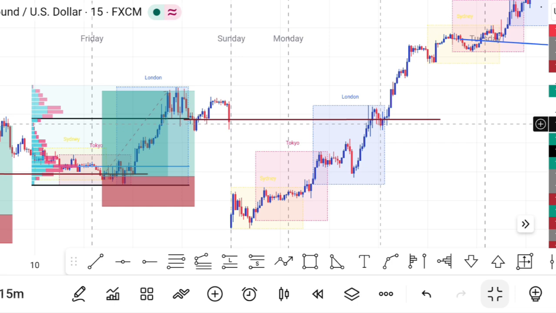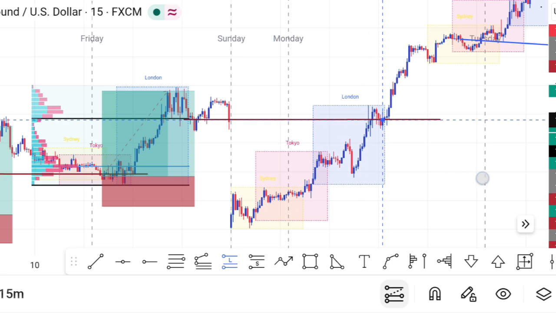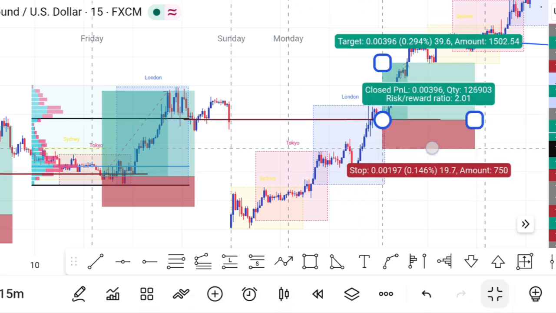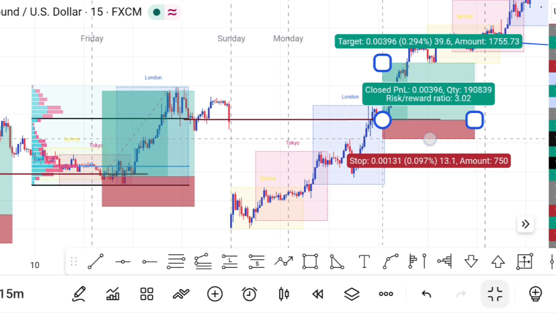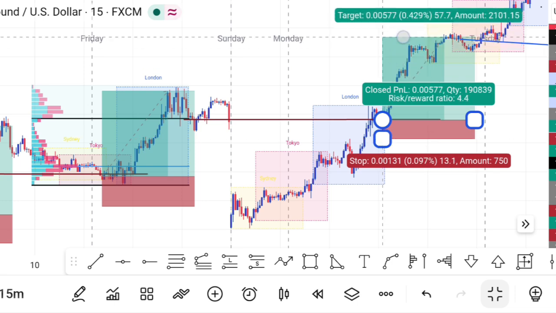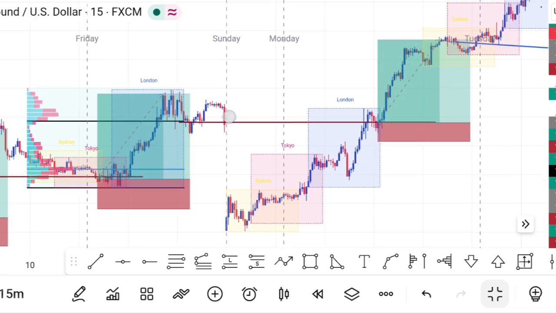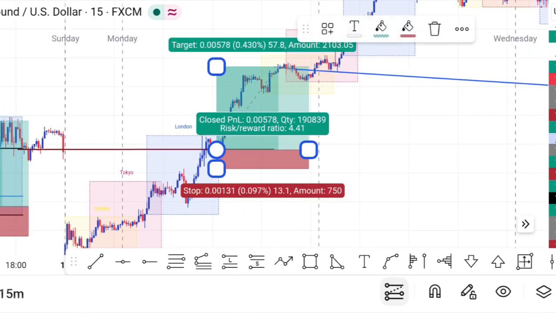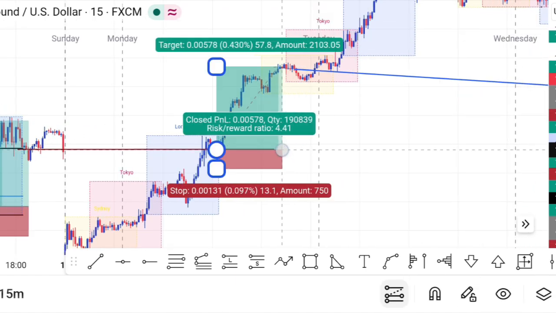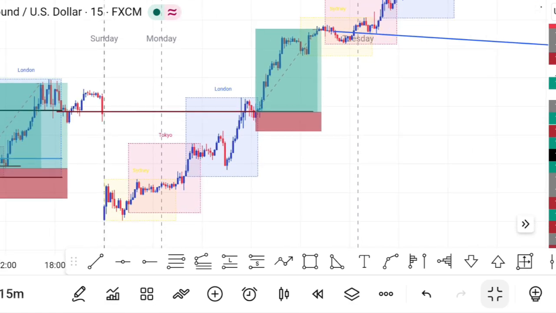After it filled up, it first tested my resistance area right there. After testing my resistance area and giving me some confirmation candles, I had to place a trade, putting my stop on this liquidity right there, giving me a nice risk to reward ratio of 1:4.